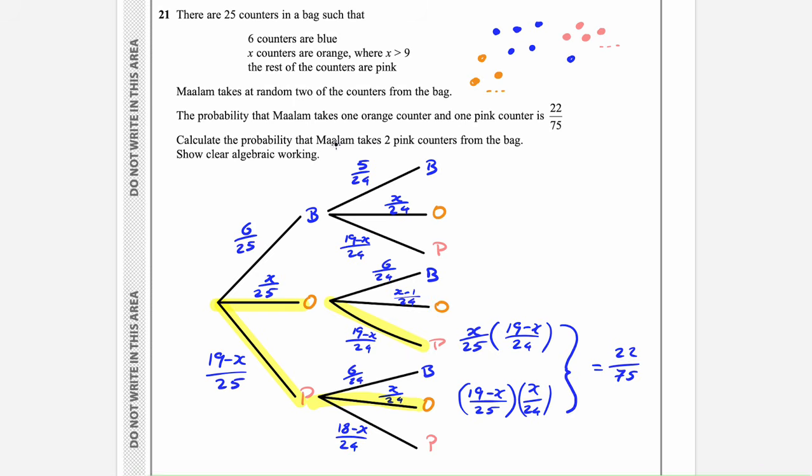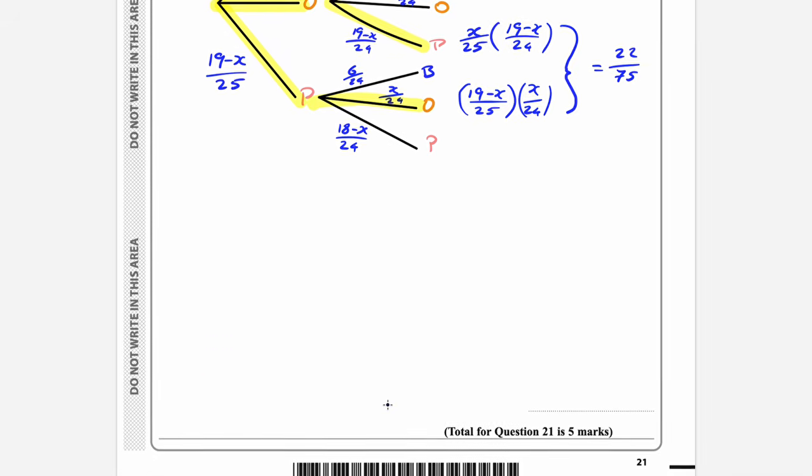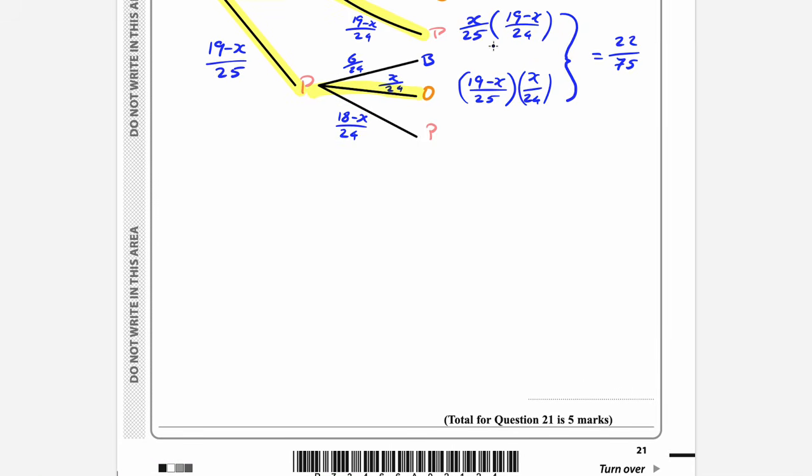Calculate the probability that she takes two pink. Okay, so basically, guys, I'm going to use this equation to get x, and when I get x, I'll just do pink, pink, and multiply. Easy. Okay, so let's do this first. We're going to solve this equation. So it's this plus this.